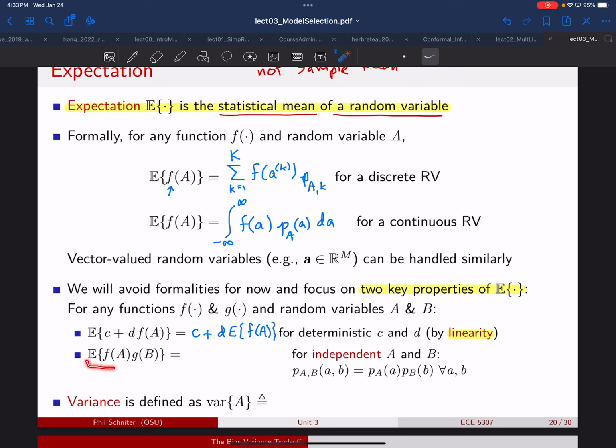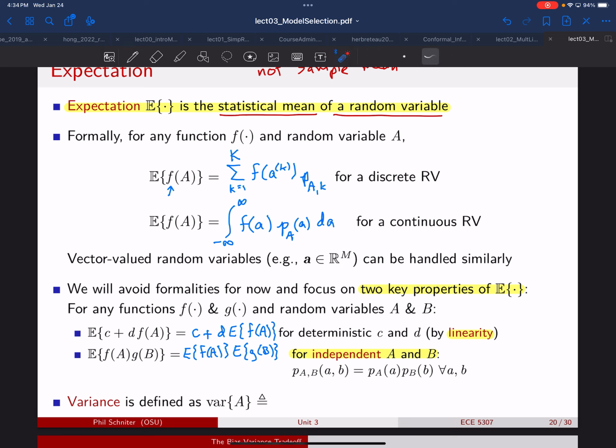The second property is when you have inside this expectation a product of two different things that involve two different random variables. So in general, you can't really do anything with this. You're stuck. But there's a special case where if those random variables are what we call statistically independent, then you can break up that expectation into a product of two expectations. Expectation of the first, f(A), times expectation of the second, g(B). So this you can do only if they're independent. Otherwise, you are stuck here.